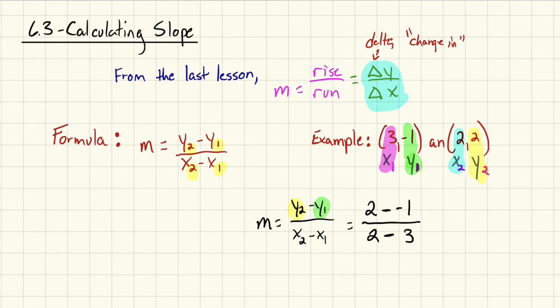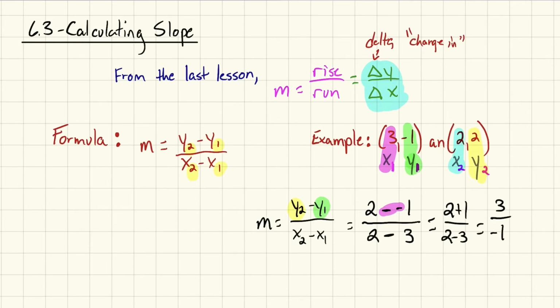All right, so now I have my equation set up. I have all the numbers in the right spot. 2 minus negative 1, 2 minus 3. Now we just got to simplify. We know that two negatives together end up making a positive, so that's 2 plus 1. On the bottom, I still have 2 minus 3. And now we simplify one more time. 2 plus 1 is 3 for my numerator. 2 minus 3 is negative 1 on the bottom.